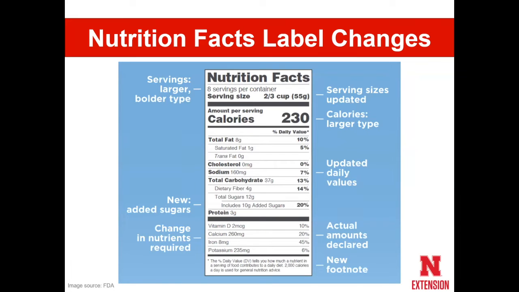There was an update on the daily values, some changes for sodium. There was a slight decrease in the amount of sodium that was recommended each day. It used to be 2,400 and now it's 2,300 milligrams per day, which is essentially 1 teaspoon of sodium. There's also the change in nutrients required. So they're continuing calcium and iron as the nutrients that must be listed, but vitamin D and potassium are now included.